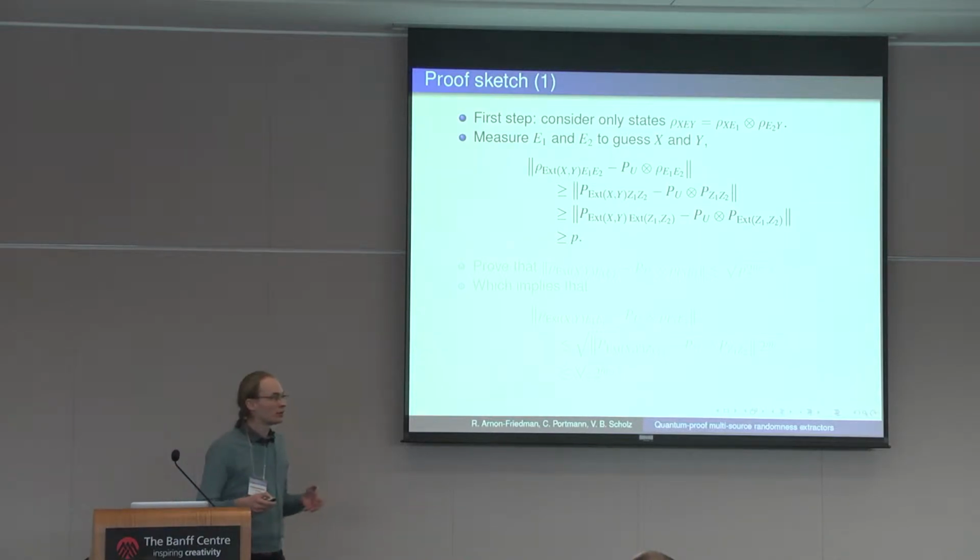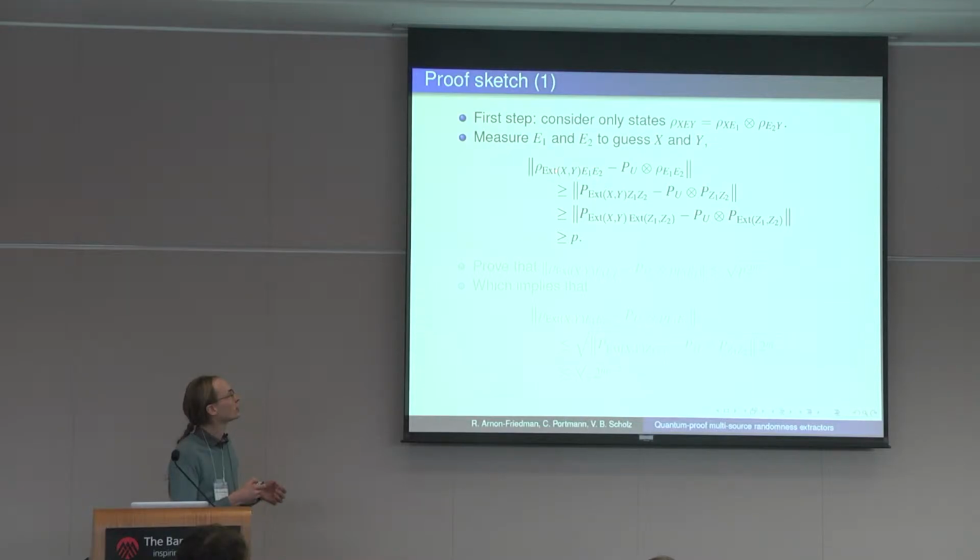And then I'm going to show that my lower bound isn't actually that bad. To lower bound it, we look at the trace distance between this and this, which is simply the maximum over all possible measurements. I'm going to look at one specific measurement, which consists in measuring the side information E in order to try and guess X and Y. It's a pretty good measurement.